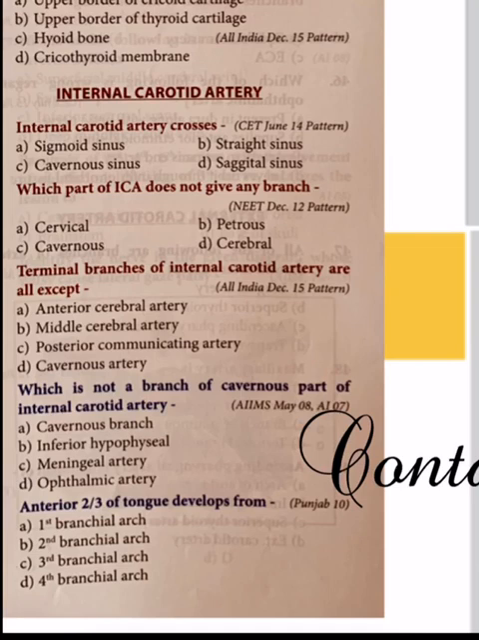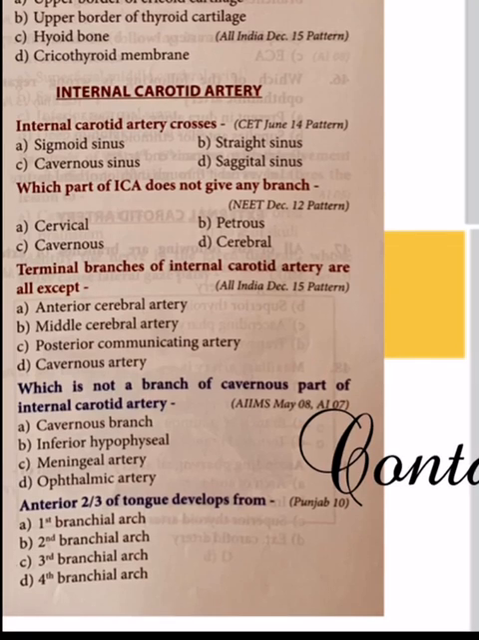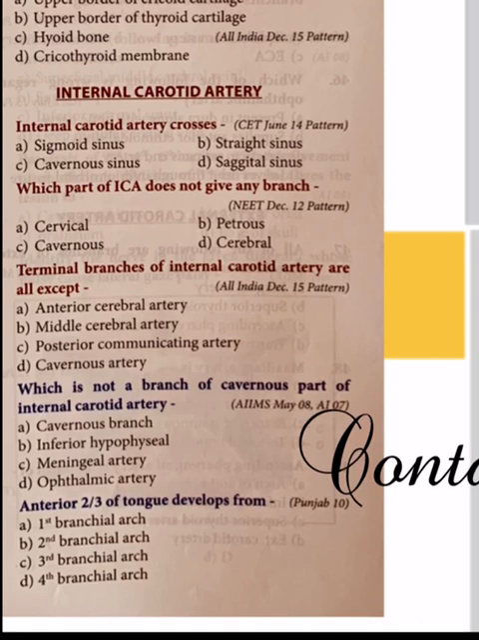Then coming to the next question: terminal branches of internal carotid artery are all except. Now this one you can answer, like you have anterior cerebral artery, middle cerebral artery, posterior communicating artery and cavernous artery. So basically terminal branches are all except, you can go for D, cavernous artery. Basically even this question they have not framed well. See, internal carotid artery has two terminal branches, okay, anterior cerebral and middle cerebral.